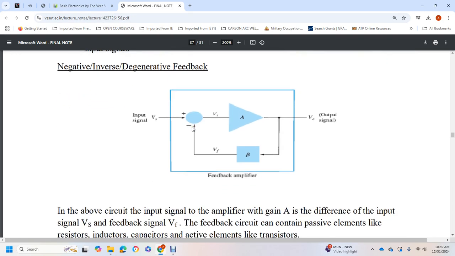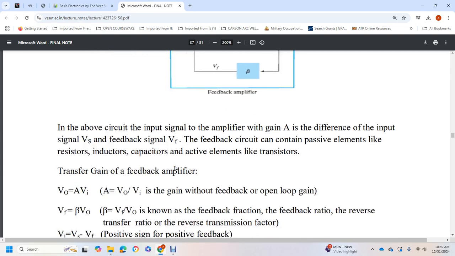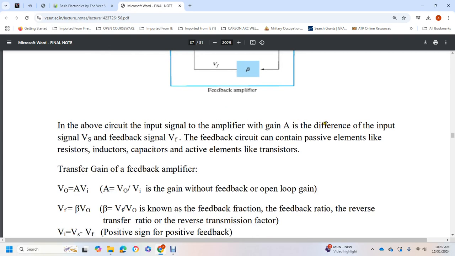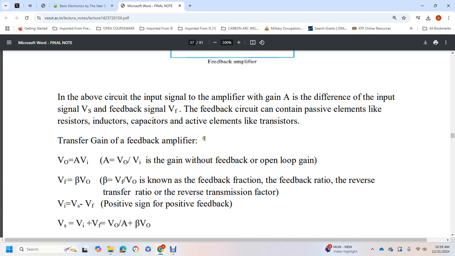In negative feedback, the input signal is amplified by A, and the difference between the input voltage source and the feedback voltage is applied to the amplifier. The feedback circuit contains passive elements like resistors, inductors, and capacitors, or active elements like transistors. The gain with feedback equals output voltage over input voltage, while A is the open loop gain. The feedback voltage ratio is known as the feedback fraction, feedback ratio, reverse transfer ratio, or reverse transmission factor.